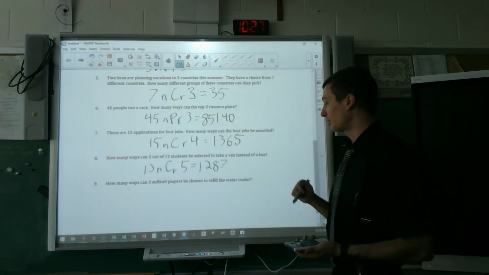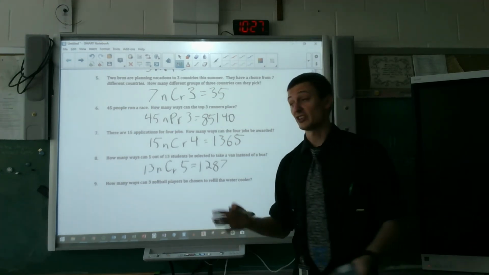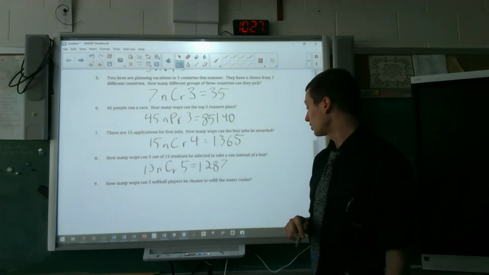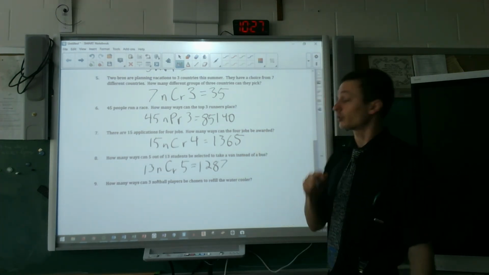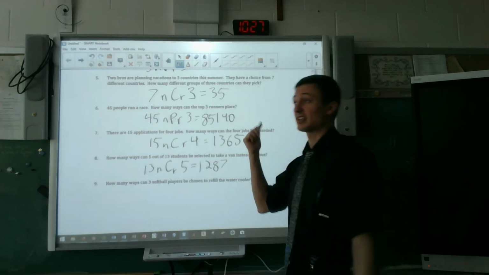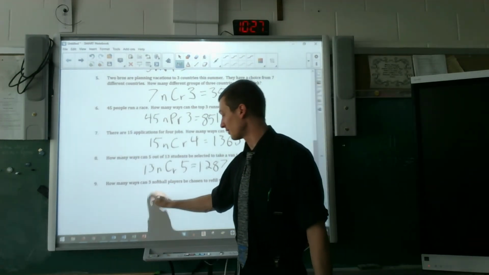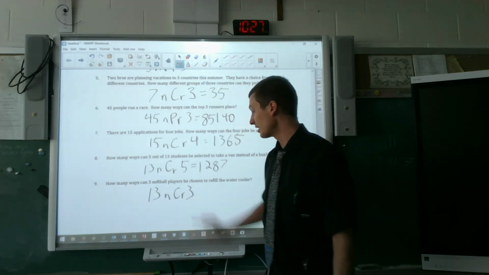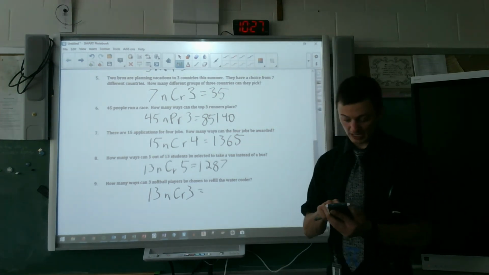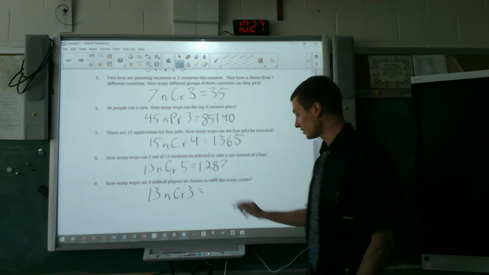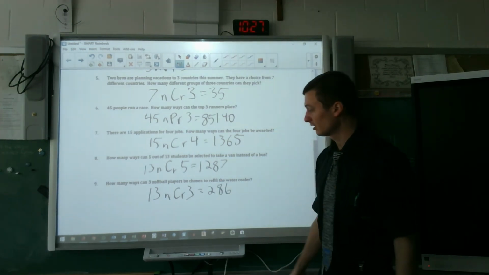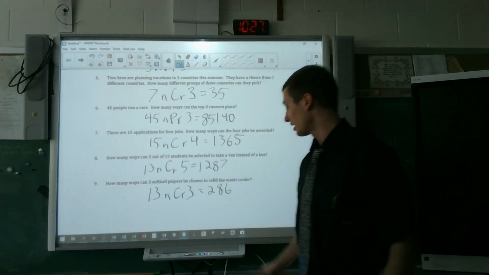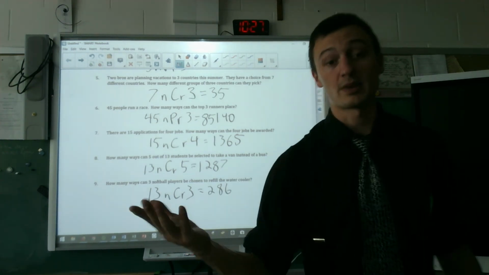How many ways can 3 softball players be chosen to refill the water cooler? Again, I just need 3 of you to go get water. Order does not matter in this case. It would be important to know how many there are to choose from. So let's say there's 13 people on the team. So this 13 I'm making up, and I want to choose 3 of them. So 13 nCr 3 is 286. So there are 13 people on the team, which I made up. 3 people need to fill the water, so order doesn't matter, it is a combination.